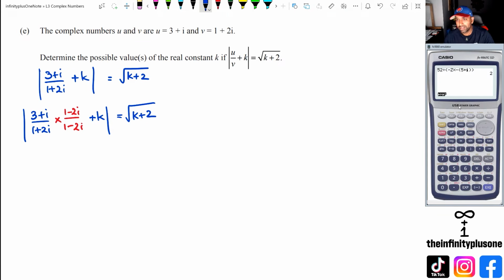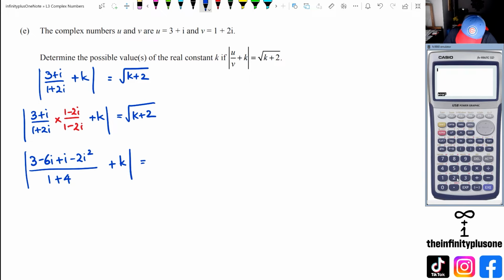We can expand this out, and it's probably a good idea to expand it. Should I do it in the calculator? No, I'll actually do this manually. So we've got 3 times 1, which is 3, minus 6i, plus i, minus 2i squared, and that's divided by 1 minus 4i squared. We're going to get plus 4 because we've got minus 4i squared. i squared is negative 1, so minus 4 times negative 1 is positive 4. Of course, let's not forget the k there. And all of this is equal to the square root of k + 2.